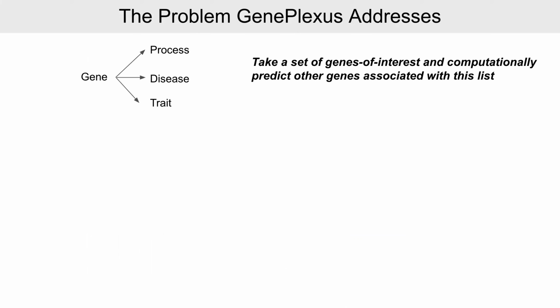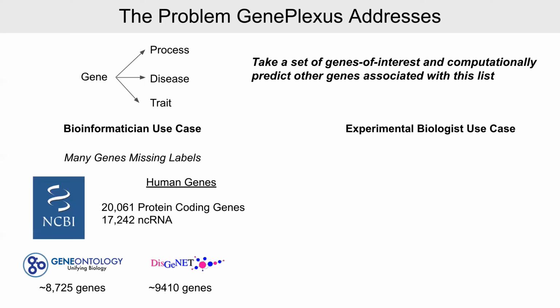Genes participate in all kinds of different processes, diseases, and traits. What GenePlexus is trying to do is something called computational gene classification. If you take a set of genes of interest, can we computationally predict other genes associated with the list? What does that mean in practice? There are two different flavors this could be useful for: a bioinformatician use case and an experimental biologist use case.